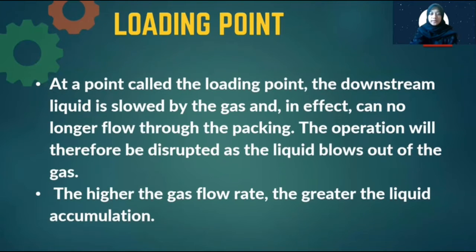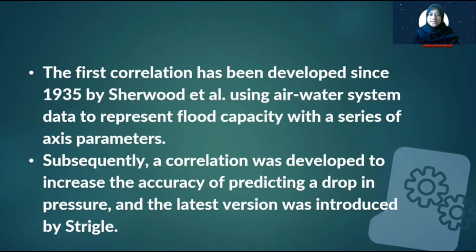At the point called the loading point, the downward liquid is slowed down by the gas and can no longer flow through the packing. The operation will therefore be disrupted as the liquid is blown out by the gas. The higher the gas flow rate, the greater the liquid holdup. The first correlation was developed in 1935 by Sherwood et al., using air-water system data to represent flood capacity with a series of parameters. A correlation was developed to increase the accuracy of predicting pressure drop, and the latest version was introduced by Strigle.